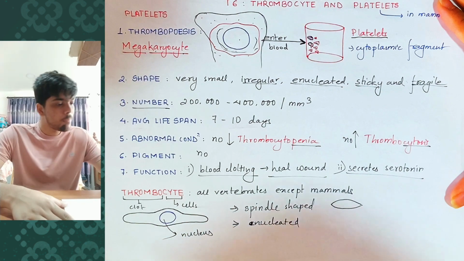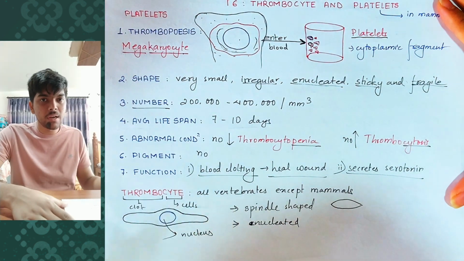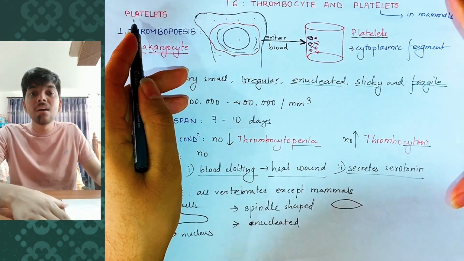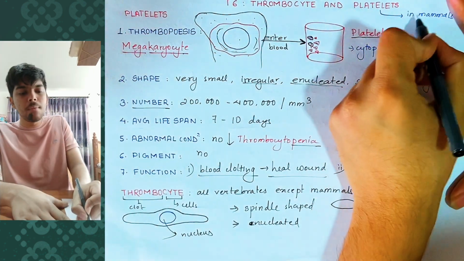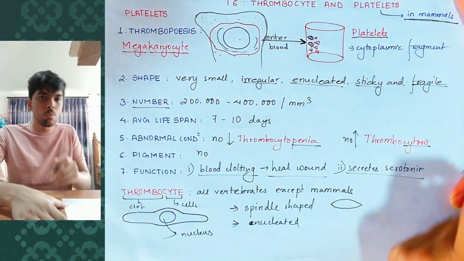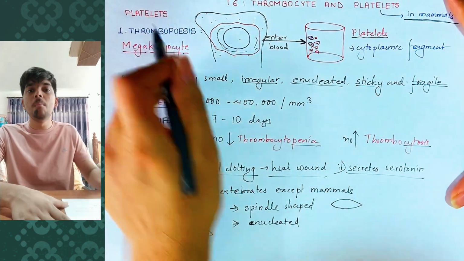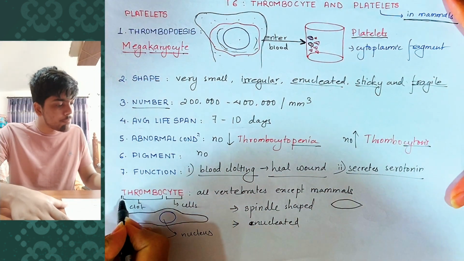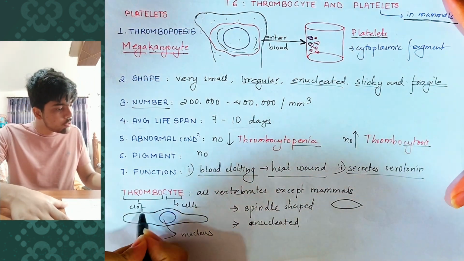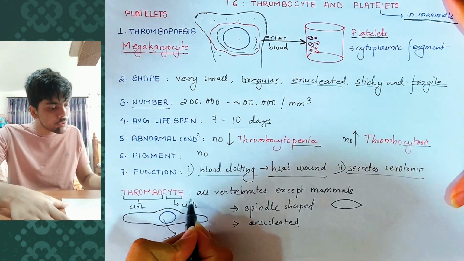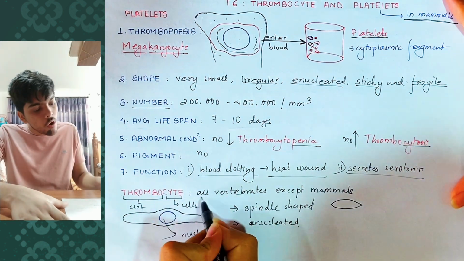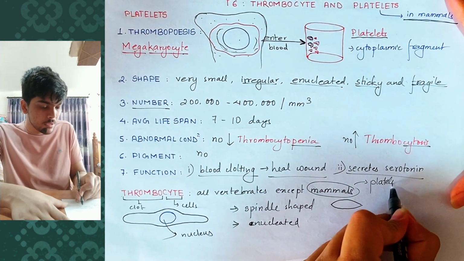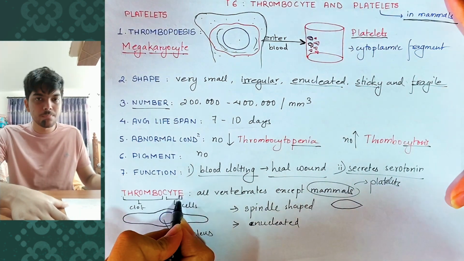What's different about thrombocytes from platelets? Here's the difference. Platelets are the clotting fragments found in mammals. So in mammals, what you have are called platelets. But in all other vertebrates except mammals, you have thrombocytes, where thrombo refers to clot and cyte refers to cell. So the clotting cells found in all vertebrates except mammals are thrombocytes, because in mammals there are platelets.